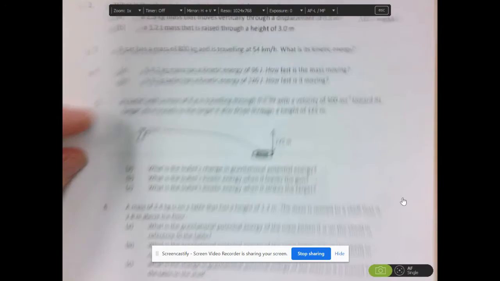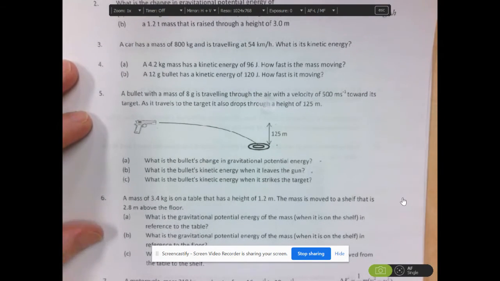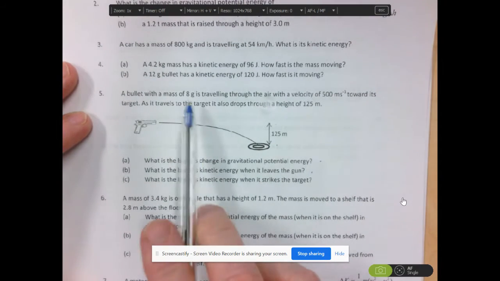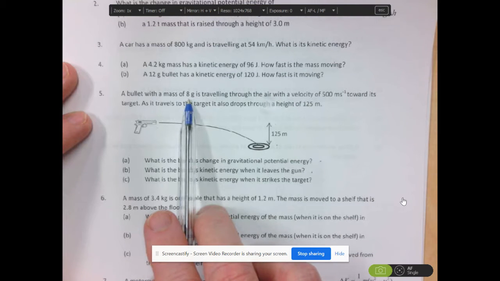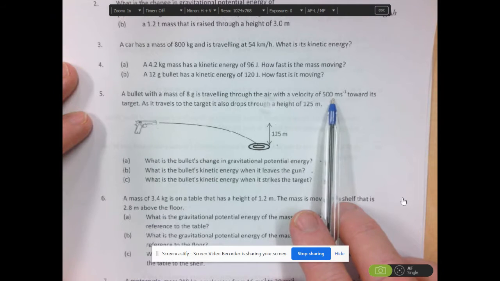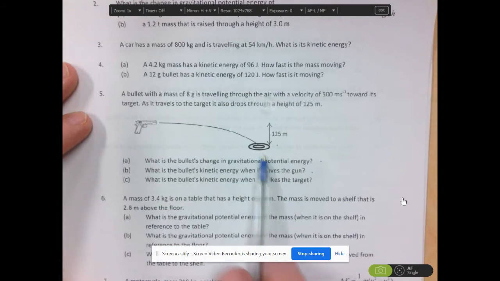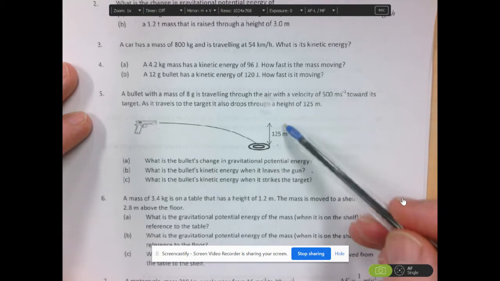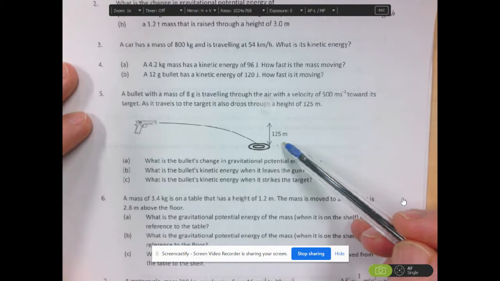Question 5, when we have a look at it, is about a bullet of mass 8 grams. That's the first thing we should notice, that's in grams, not in kilograms. And it's traveling through the air with a velocity of 500 meters per second towards a target. So it's going to go through this path here. And it drops through a vertical height of 125 meters there.